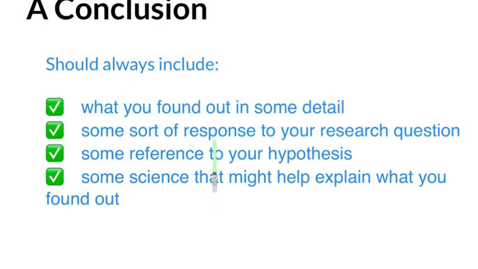Your conclusion should always start off by telling me what you found out and use details. Don't be frightened to use data from your information. So if you've collected all this information and data about what's going on, use it to tell me about what's going on in your conclusion. You should then tell me a little bit about whether you think it conforms with what you've said in your hypothesis or what you thought might happen in terms of your research question.